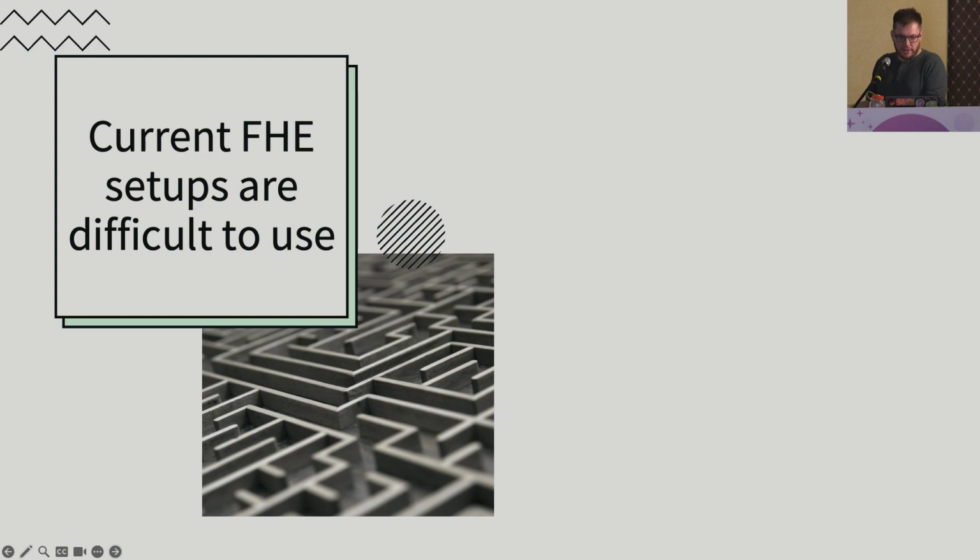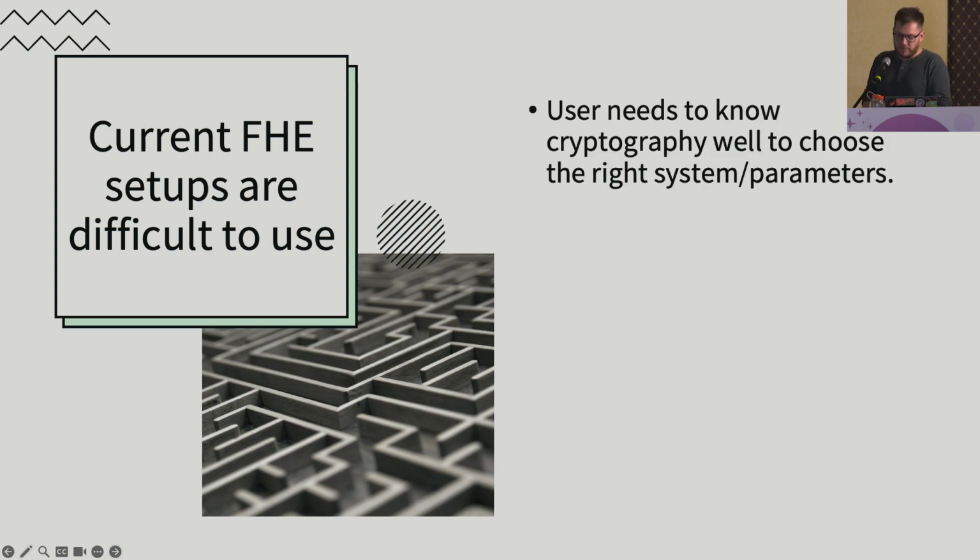So what's the challenge with current FHE setups? Why are they difficult to use? Currently when you're using an FHE setup, the developer or the user really needs to know cryptography quite well in order to choose the right system and parameters. The system we use primarily at the moment is called BFV. There's another one that we're working on called TFHE, which is based on torus elements. And there's other things where you have to know polynomial arithmetic. So it gets quite complicated.